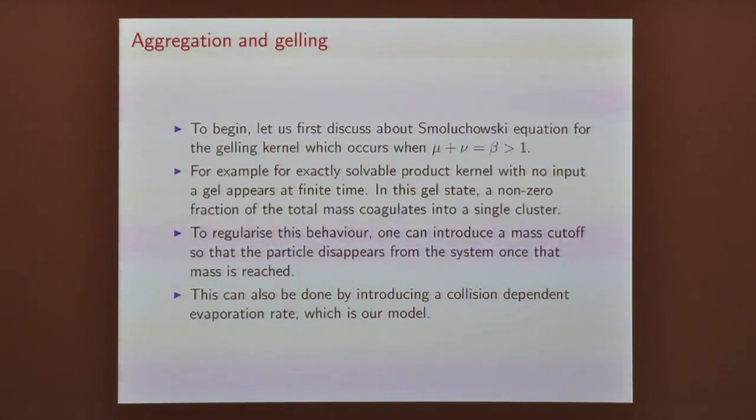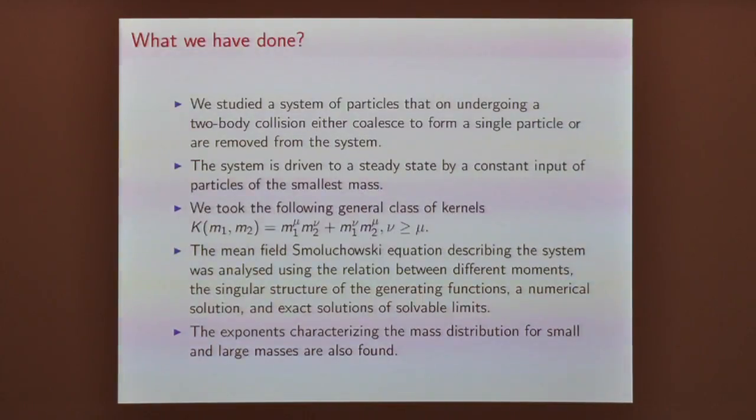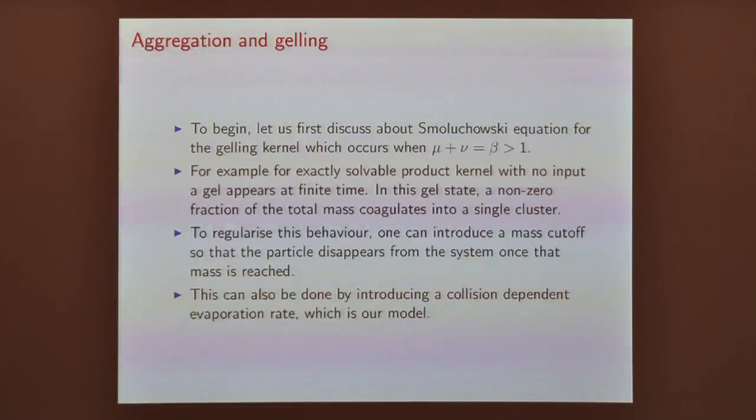Before I go into my model, let me say a few words about gelling. What a gel means for this kind of system is that in finite time you have a big mass cluster which is a finite fraction of the total mass of the system. That is defined as the gel here. For example, if the sum of these two exponents mu and nu, let's call that beta.